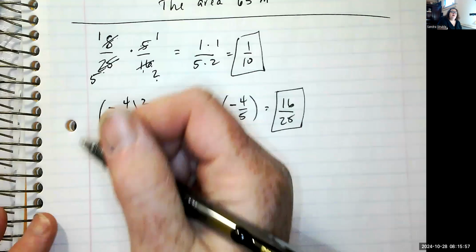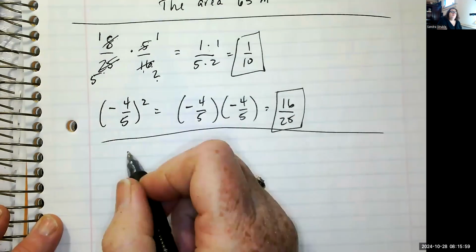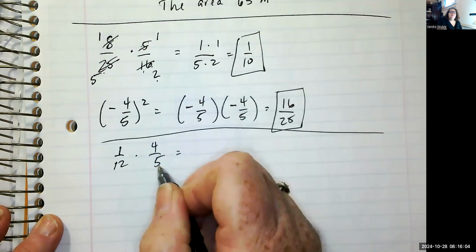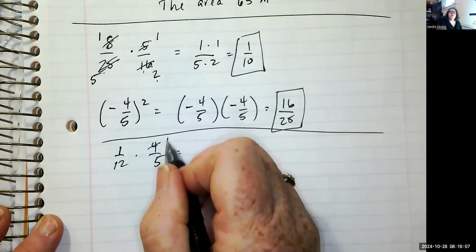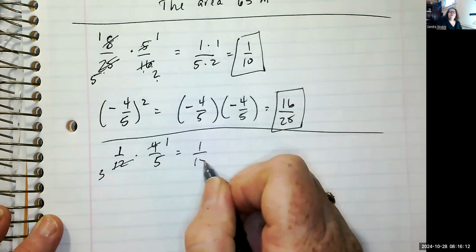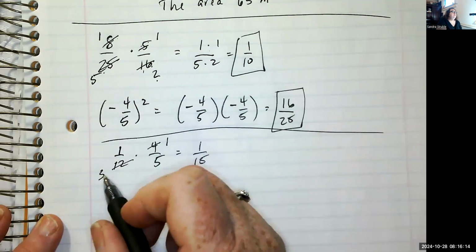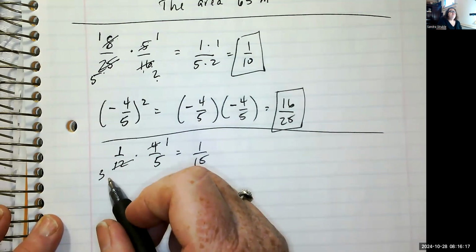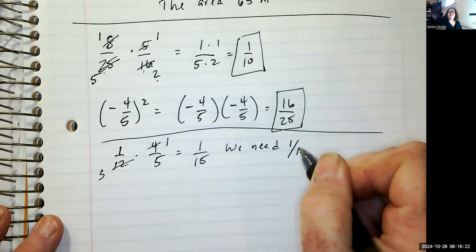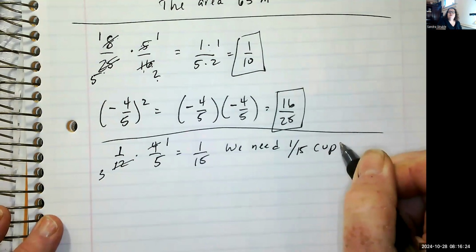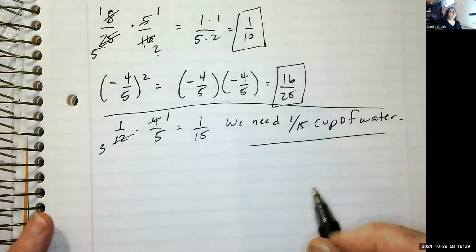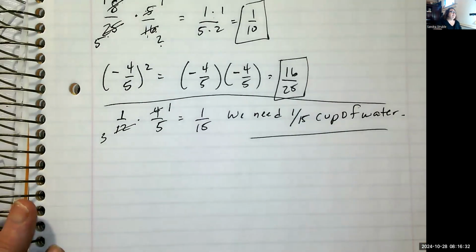Okay, so let's go ahead and multiply. 1/12 times 4/5, reduce. 4 goes into 4 once, 4 goes into 12 3 times. 1 times 1 is 1, 3 times 5 is 15. So instead of 4/5 cups of water, we need 1/15 cups of water. Don't know how you'd measure that. That's brutal. All right, convert 6 days to seconds.